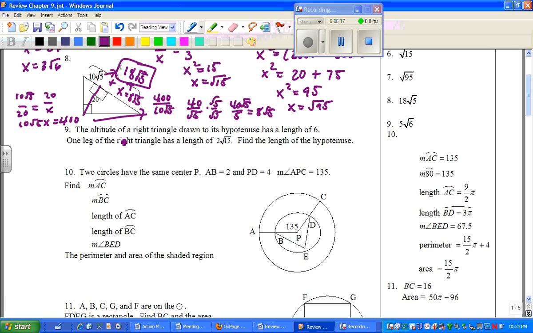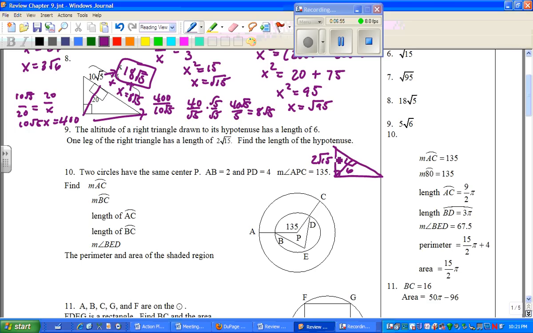Number 9, the altitude of a right triangle drawn to the hypotenuse has a length of 6, and one leg of the right triangle has a length of 2 roots 5. Find the length of the hypotenuse. So let's draw our triangle. We have a right triangle. It has an altitude to the hypotenuse. That length is 6. And one of the legs of the right triangle is 2 root 15. Find the length of the hypotenuse.